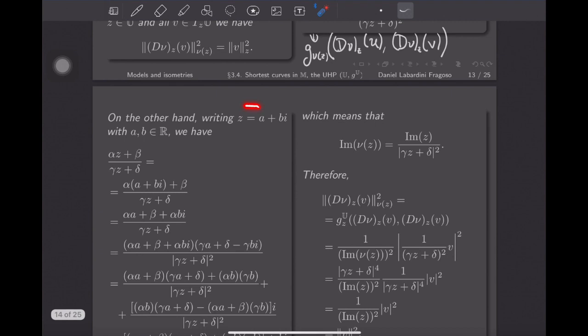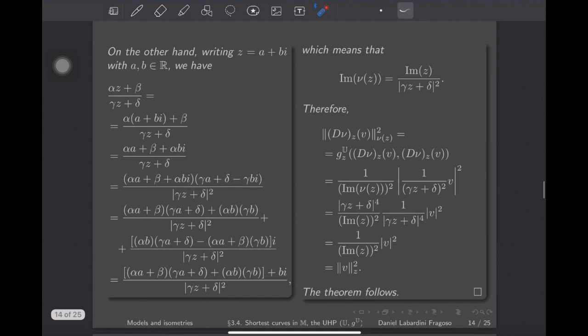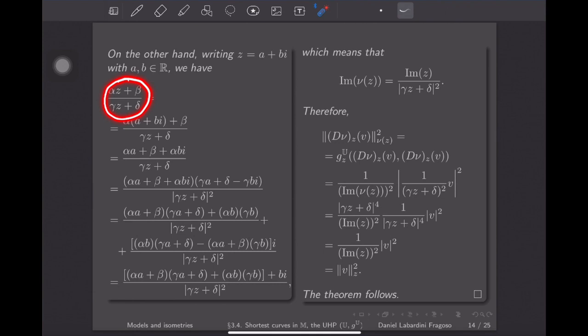Okay, now, if we write Z as a plus bi, in terms of its real and imaginary parts, well, we just start computing. So its image under nu is, of course, this, and here I only substituted this z. And then I just developed the product and separated it into its imaginary part and its real part. Now I want to divide by this, so I perform the trick of multiplying and dividing at the same time by its conjugate, and its conjugate is this one. And now I also substitute this z here.